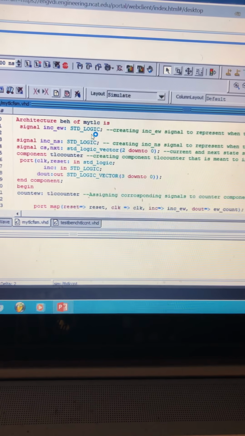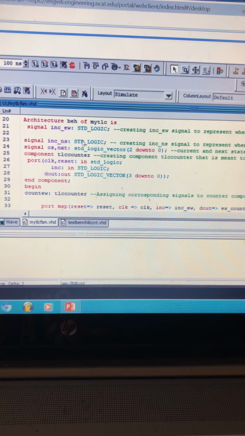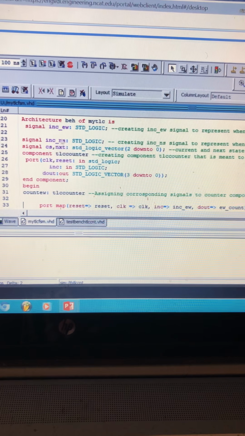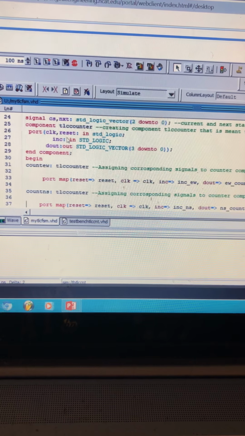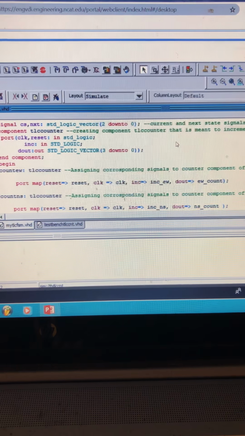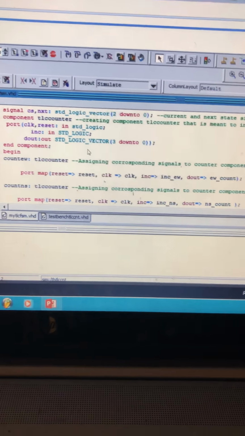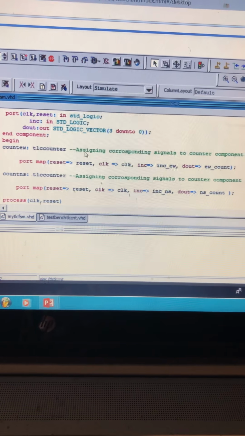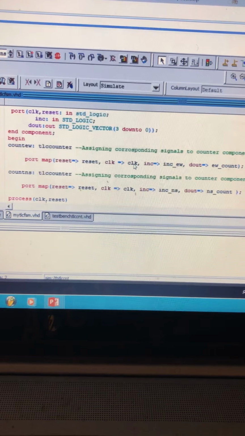So in my architecture, I create signals for my east-west and north-south increments for my counter. And then here I create the component from my counter, and I assign its corresponding signals to the north, south, and east-west directions from my counter.